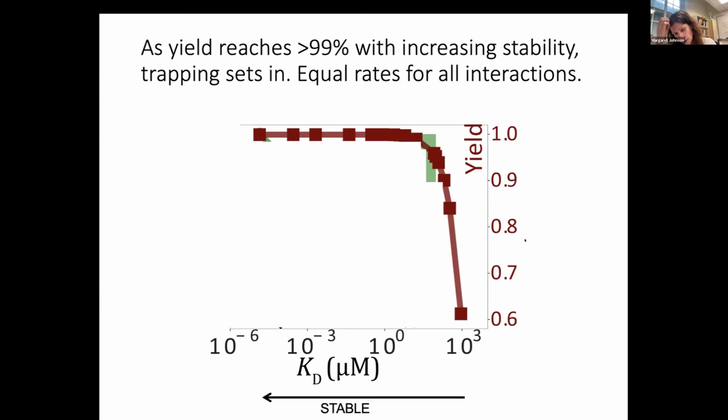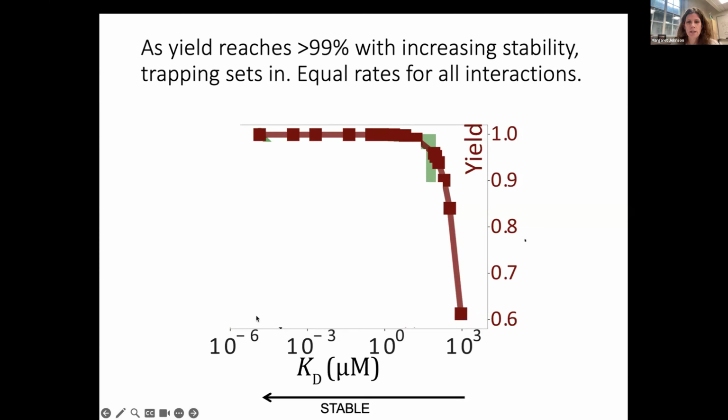Okay. So I just want to briefly establish when is the system going to be kinetically trapped? And so this is going to happen when you start to reach high yield. So what I'm showing on the x-axis is the stability of the interactions between the subunits. And as you expect from thermodynamics, as you stabilize the interactions, the yield goes from 60% to 100%. So that's great. That's what we expect. And if you keep stabilizing it, you can't get above basically 100% yield, right?